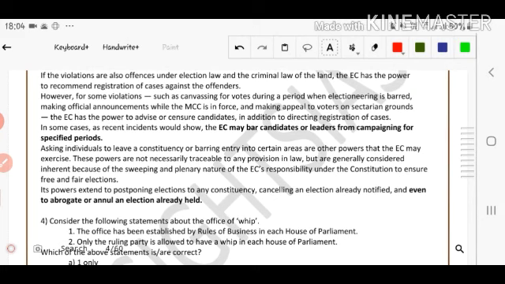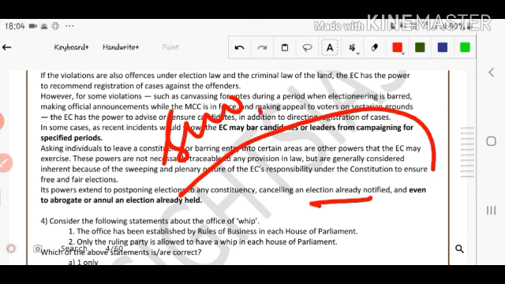These powers are not necessarily traceable to any provision in law, but are generally considered part of the responsibility given to the Election Commission by the Constitution. Its powers extend to postponing an election in any constituency and cancelling an election, but annulling an election already held is not the suo motu power of the Election Commission.